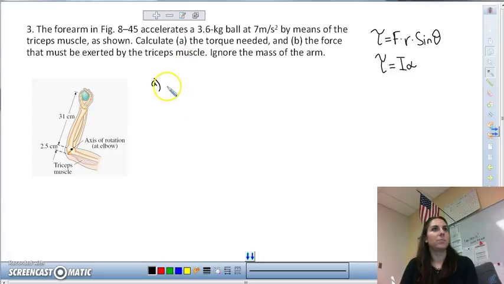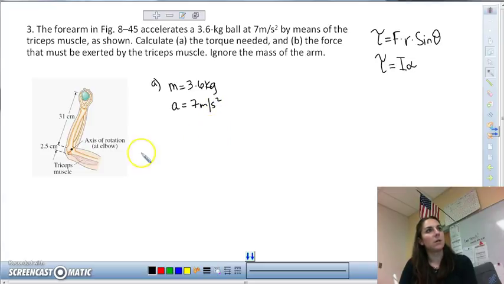It says that the mass of the ball is 3.6 kilograms. We have a linear acceleration of that. And as you can see from here, here's the axis of rotation. So from here to where the ball is located, I'm going to write r as 0.31 meters. So we do actually have this. So the question is, what is the torque needed?